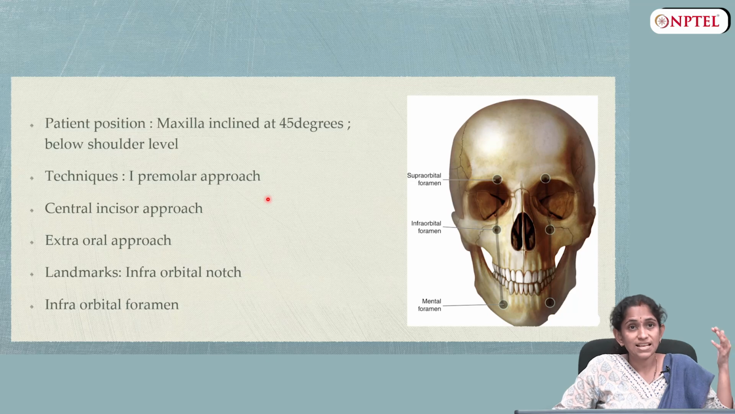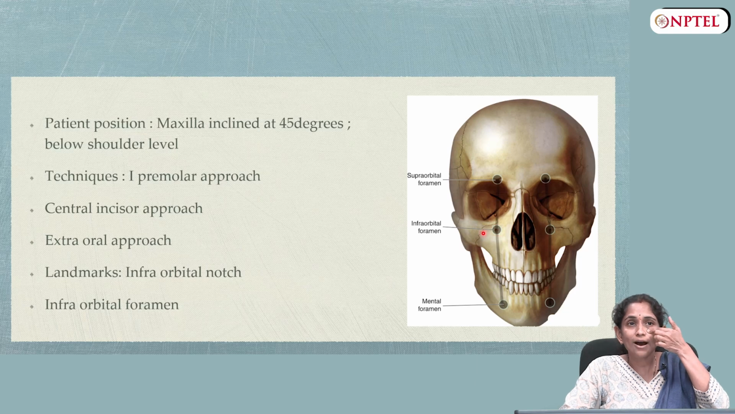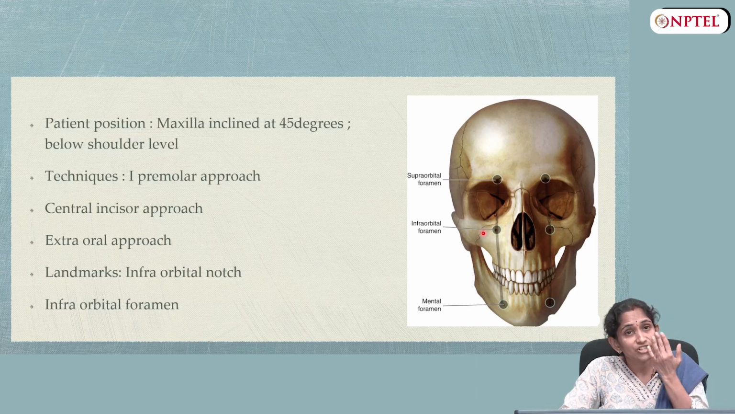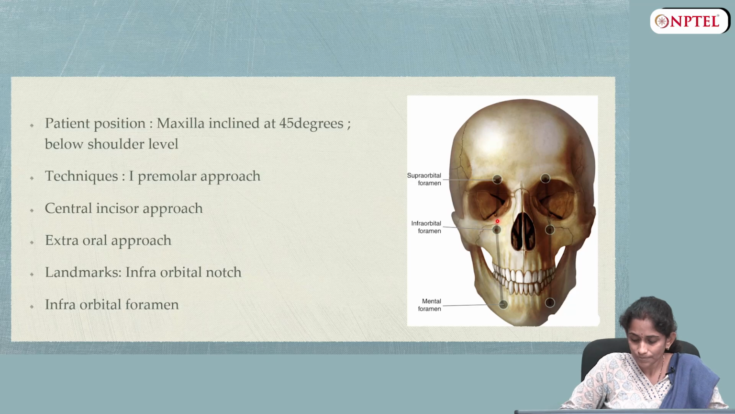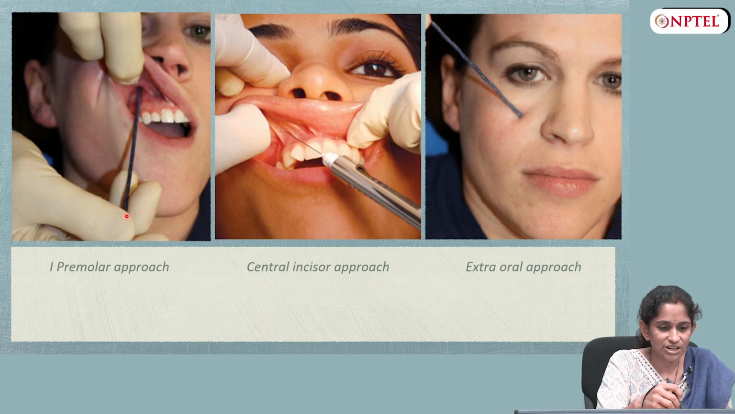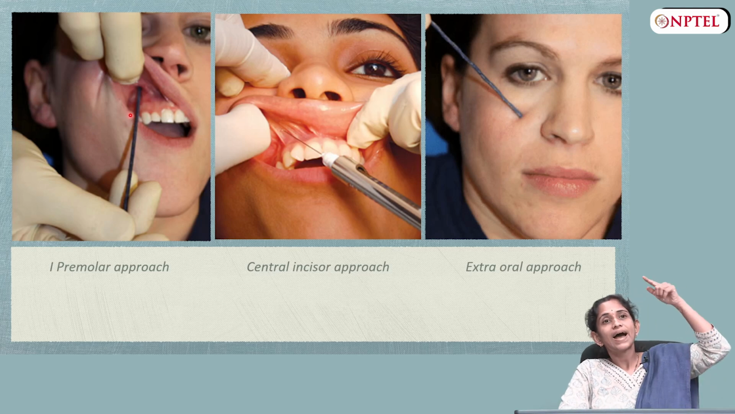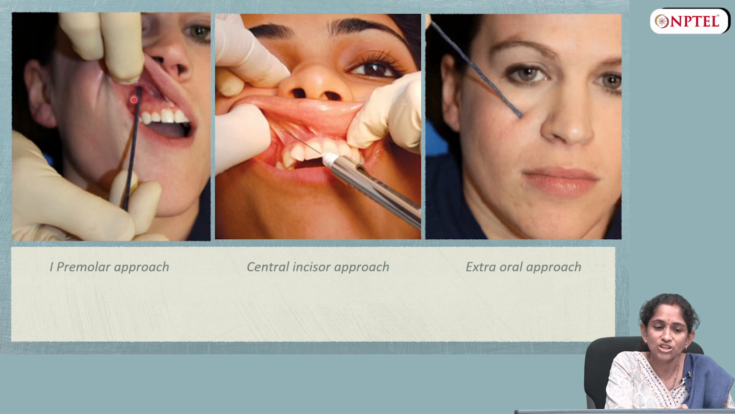Now, what are the landmarks? As we have discussed, we are going to palpate the infraorbital notch and move the finger down from the infraorbital notch. Then we will feel a small dip in the area adjacent to the nose. In the paranasal area, we will feel a small dip. That dip corresponds to the region of the infraorbital nerve. Having identified this, now take your local anesthetic syringe parallel to the long axis of the first premolar.